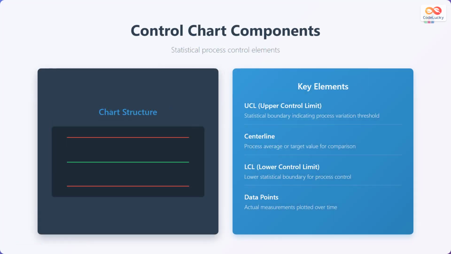Statistical process control charts created by sichart contain several key elements. The upper control limit, abbreviated as UCL, represents the statistical boundary indicating the upper threshold for process variation. The centerline shows the process average or target value used for comparison. The lower control limit, or LCL, represents the lower statistical boundary for process control. Finally, data points are the actual measurements plotted over time. These components work together to provide a visual representation of process stability and help identify when a process is operating within normal statistical boundaries or when special cause variation occurs.